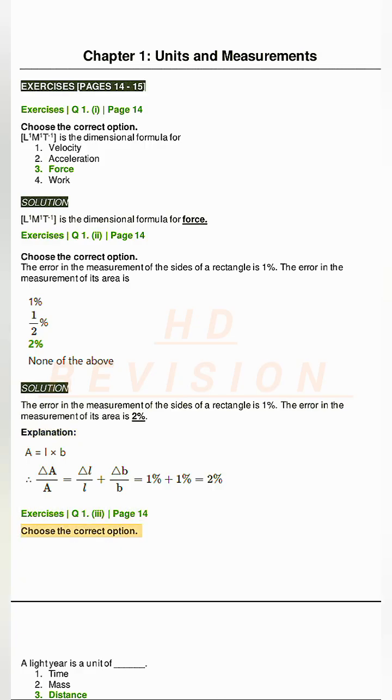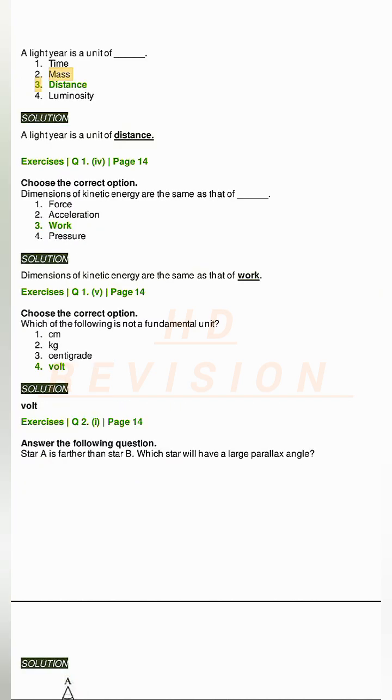Exercises Q1, page 14. Choose the correct option. A light year is a unit of ____. 1. Time, 2. Mass, 3. Distance, 4. Luminosity. Solution. A light year is a unit of distance.